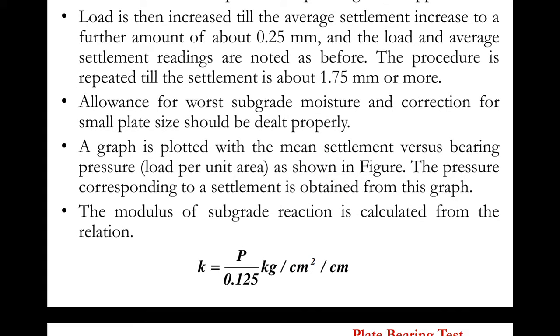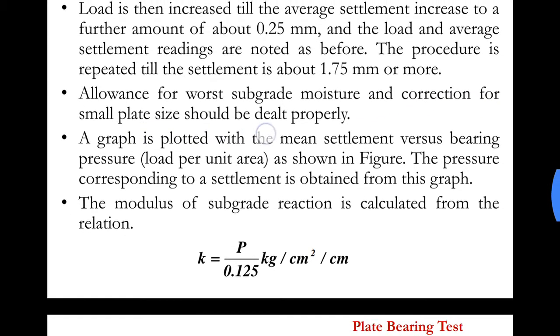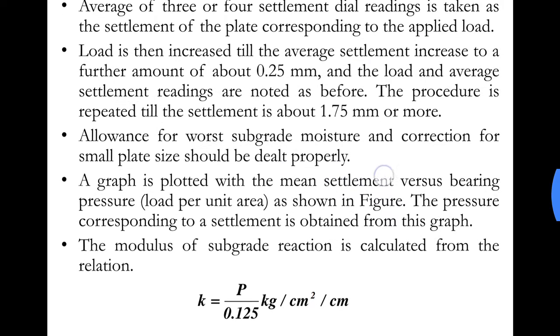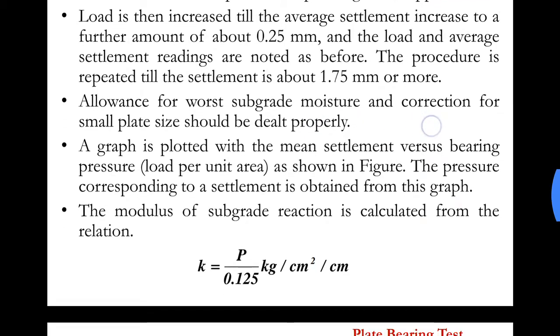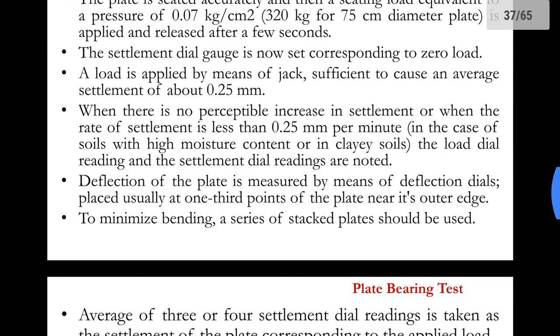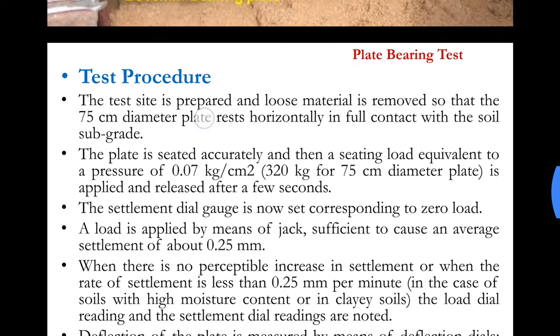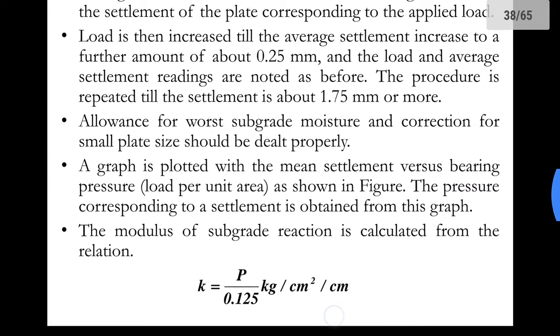Allowance for worst subgrade moisture and correction for small plate size should be dealt with properly. So if there is any moisture in the subgrade, then we need to apply some corrections, and also if the plate that is being used is not a 75 centimeter standard plate, if it is a smaller plate, then we need to apply corrections.